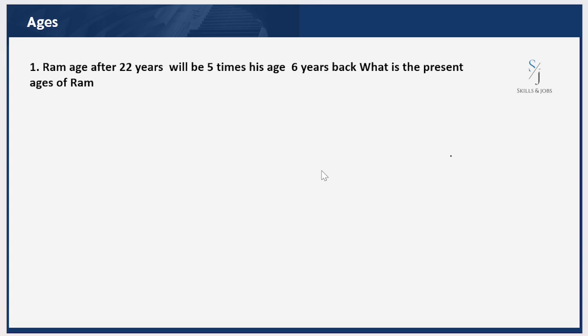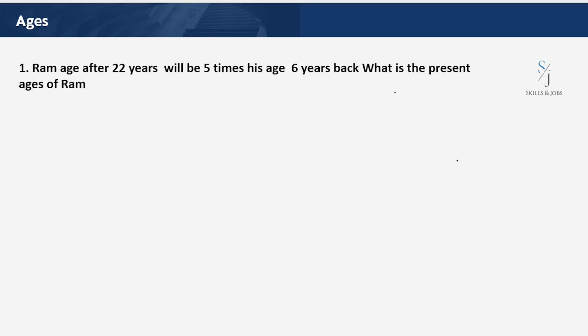The first example: Ram's age after 22 years will be 5 times his age 6 years back. What is the present age? So I told you the fundamental in the first lecture. What is the fundamental? First, we need to understand what is the expected output. So here the expected output is Ram's present age.